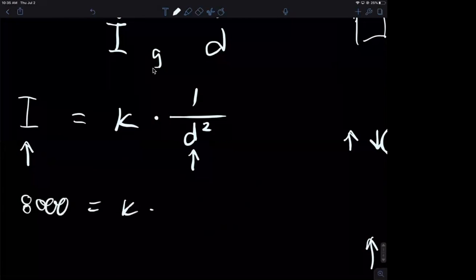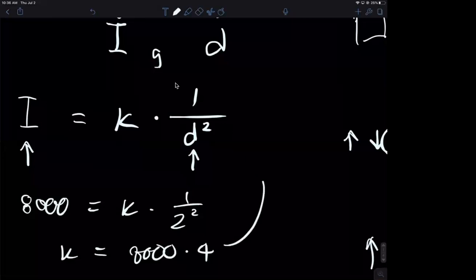Is the answer for 22 B? Yeah, it's B. So we just have to solve for K and it's just 8,000 times 4. Plug it back in here and then solve again.